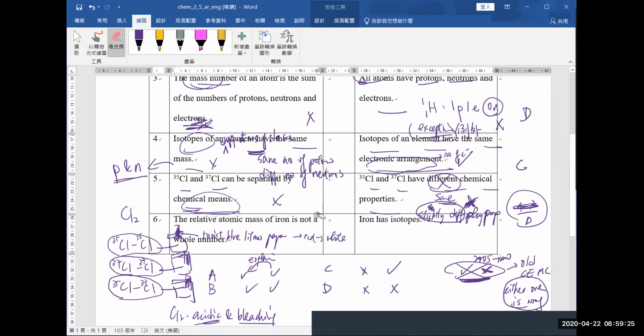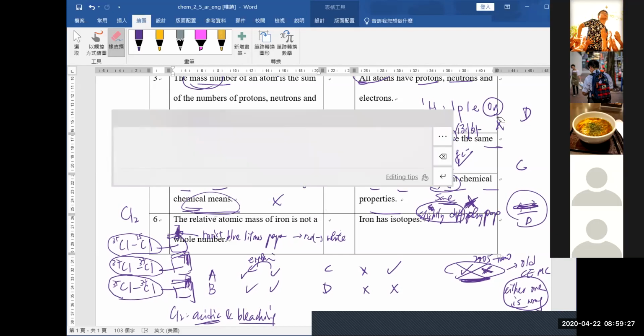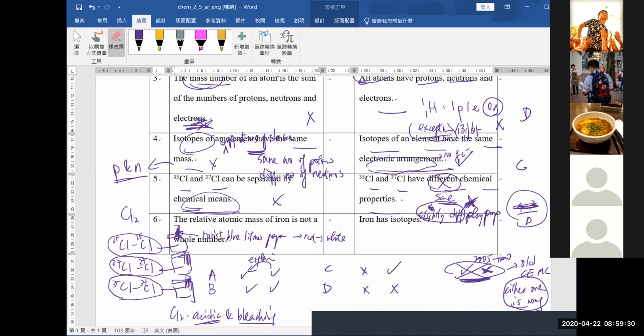How about question 6? How about question 6? Take a look, thank you, Liu Wenjing. Good try, but Zhu Zhenfei, tell me, question 6. The relative atomic mass of iron is not a whole number. Iron has isotopes. And B cannot explain, the statement 2 cannot explain statement 1, correct?